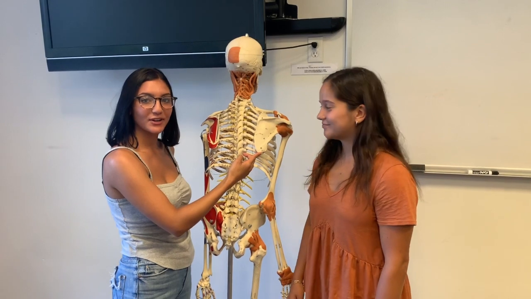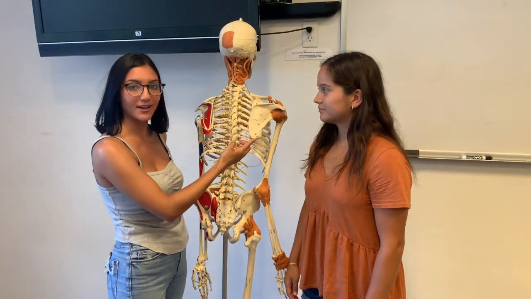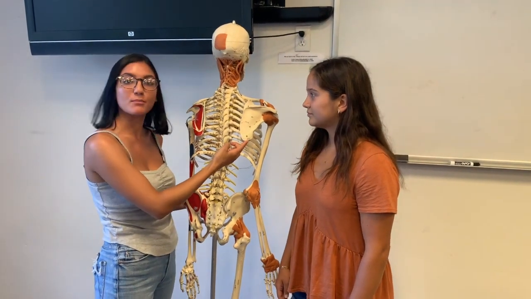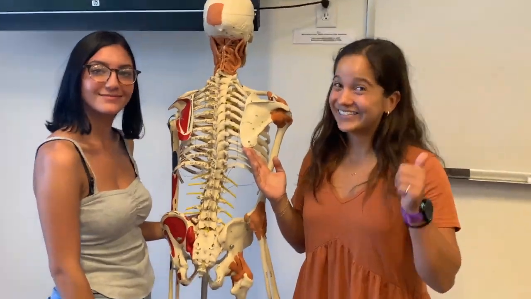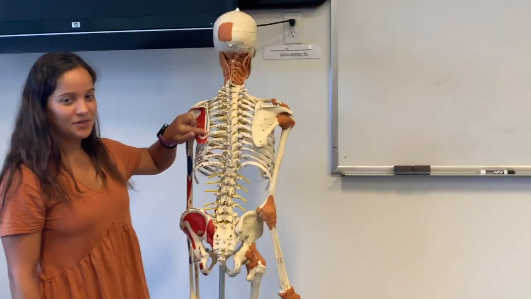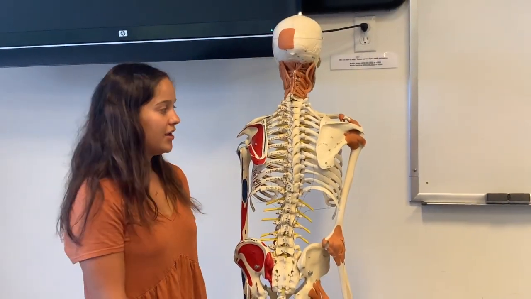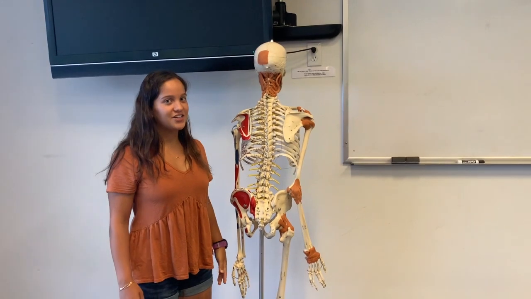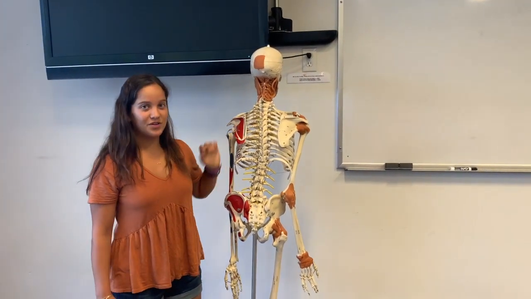Okay, this is the inferior angle of the scapula, and it serves as the most inferior point of the scapula. And it is also the attachment point for the teres major and a few fibers of the latissimus dorsi. So this is the medial border of the scapula, and it helps with scapular adduction and during scapular retraction. And it also serves as the point of attachment for the rhomboids, as an example.